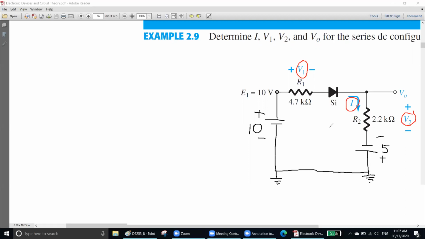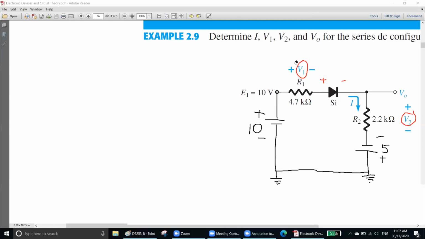Now we can apply KVL. And since the current direction is given, see the current direction? This is the current direction. So we can write some plus and minus. So this is your plus, this is your minus, this is your plus, this is minus. For silicon, this will be plus, this will be minus. Why? Because current is going in this direction and it is forward bias, so this is plus. For the resistor, the plus minus is also already given. So all of them are already given, right?